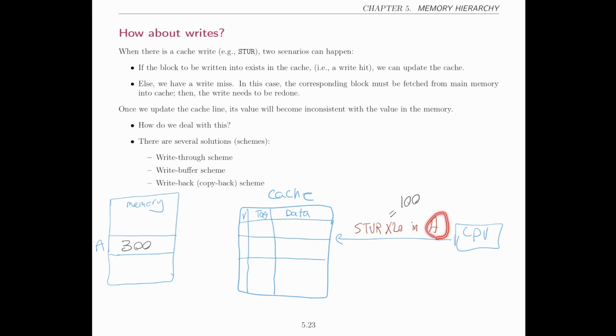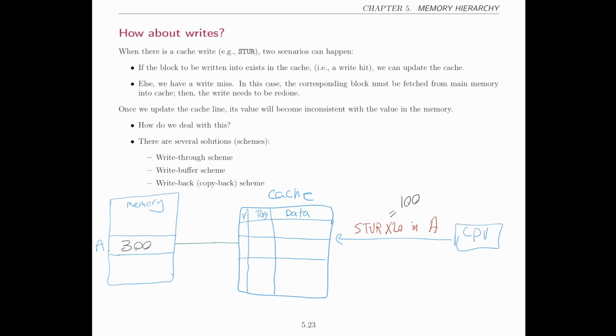It's going to first check to see if this A has a tag that matches the tag in the cache. If the tag matches, then you have a hit. Otherwise, you will have a write miss. If we do have a hit, we simply update this data position to the value 100 that we are asked to store. Now, if you don't have a hit, you have a write miss.